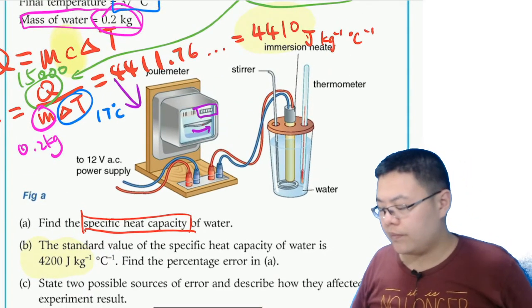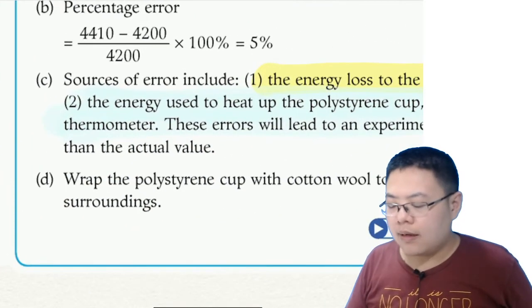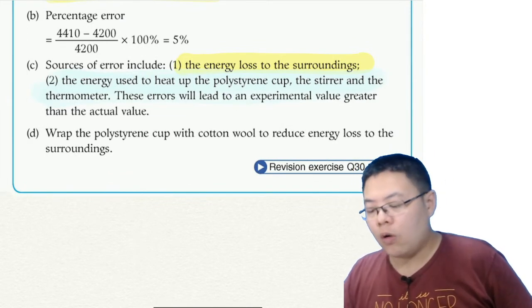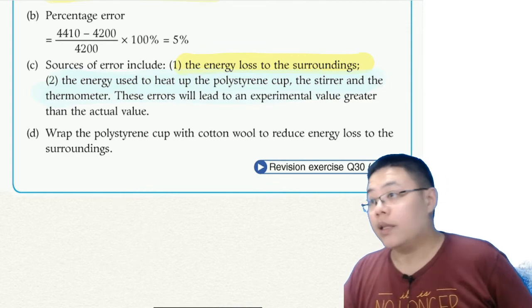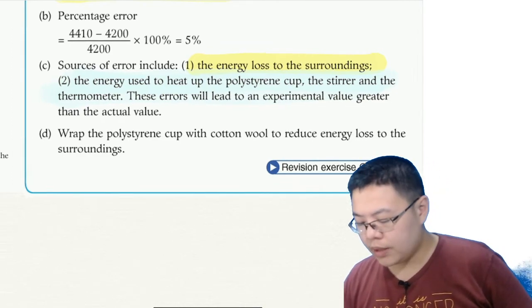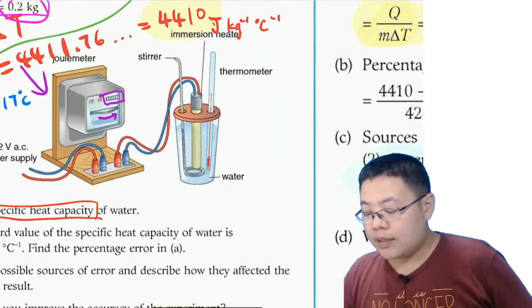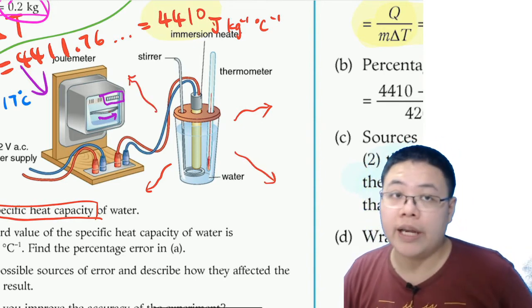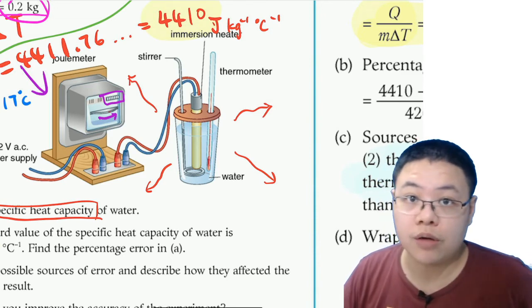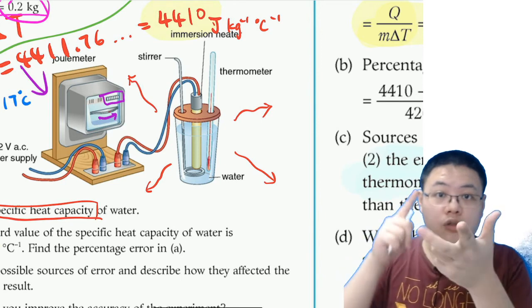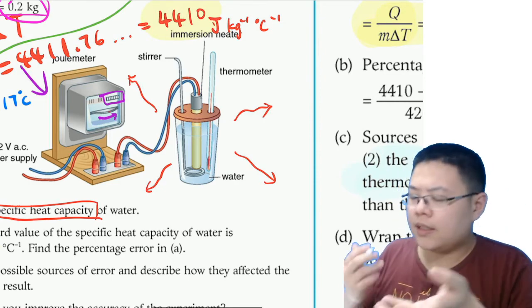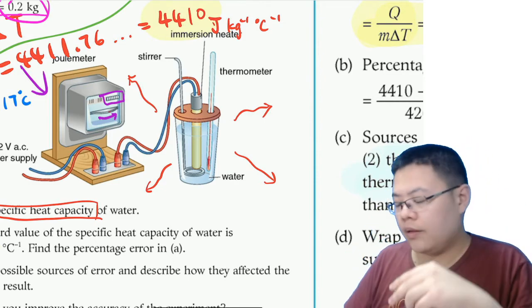Have a look here. So the answer here, you can see in part C, is energy loss to the surroundings, or the energy used to heat up the cup, the stirrer, and the thermometer. Let's imagine that when the water becomes very hot, the heat will be lost to the air or the environment as well. So this is the heat loss to the surroundings. Remember these few words, heat loss to the surroundings. This is used all the time.